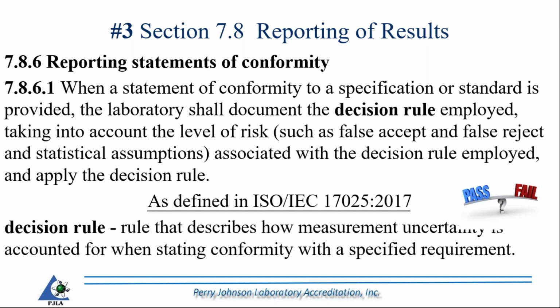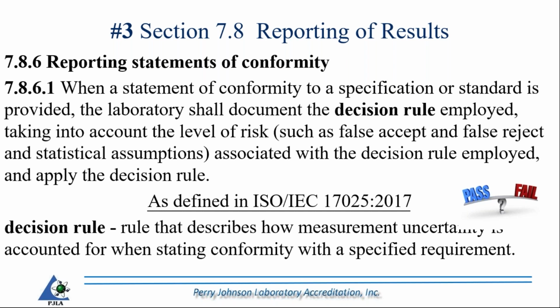If you're stating pass, fail, in tolerance, out of tolerance, you're making a statement of compliance, and this clause is applicable. If you are not making a statement of compliance, you're giving your organization the analysis, the results, then this clause is not applicable. It's just when you make that statement of compliance that you also have to record on the report your decision rule. In other words, how measurement uncertainty was taken into account.